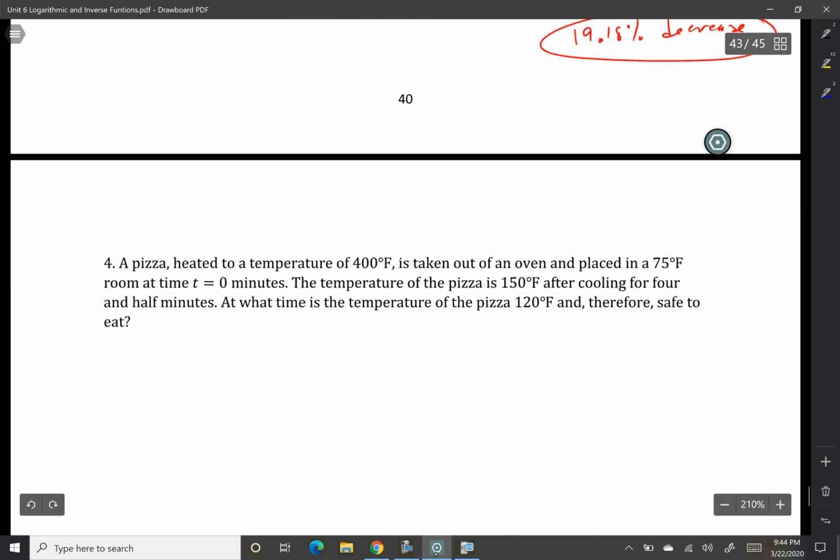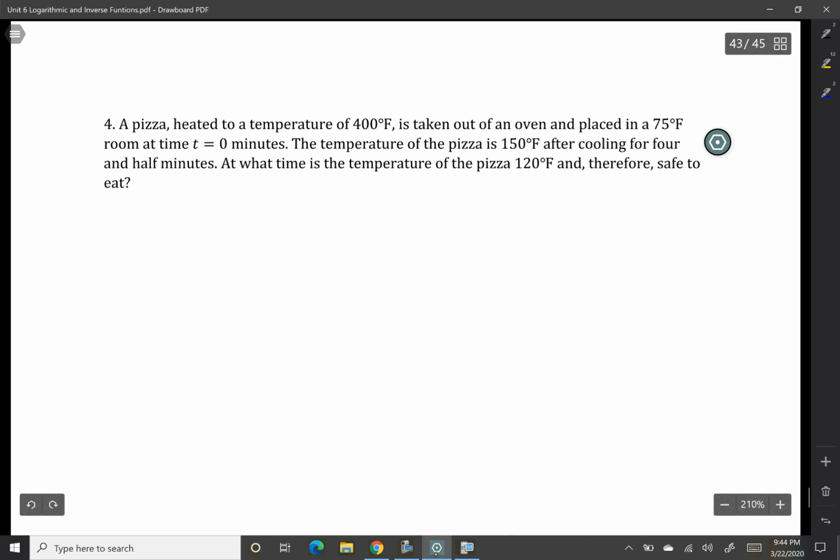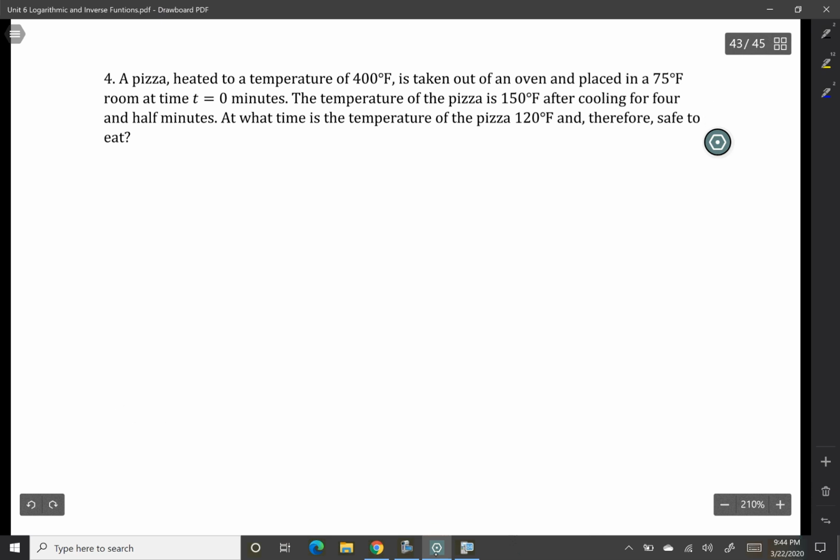All right, let's try another one. So here's a good example. Again, pause the video here. See if you can do this one by yourself.